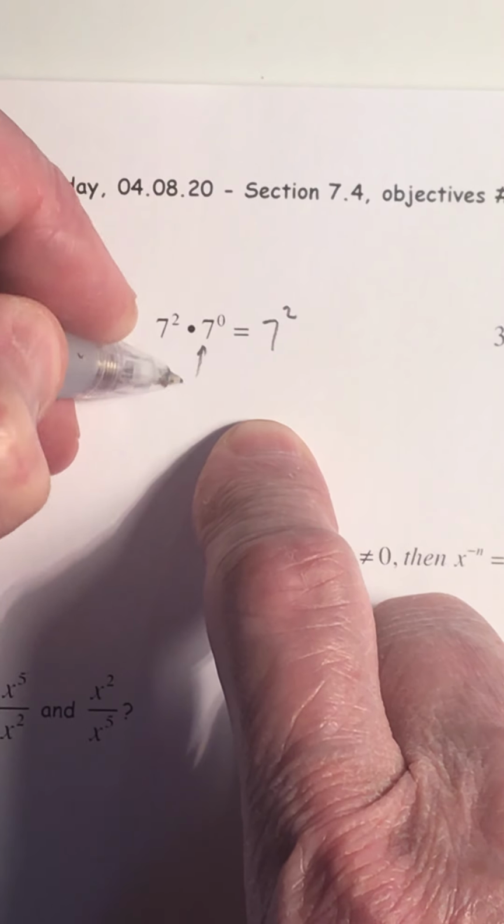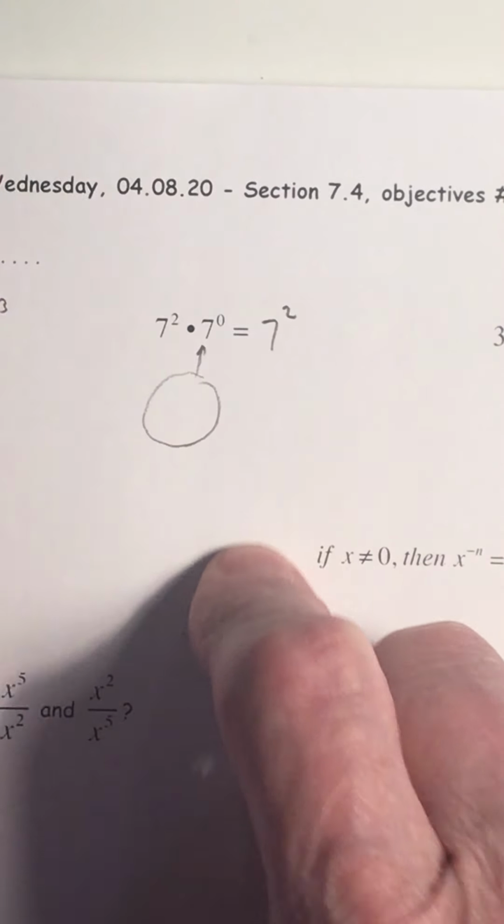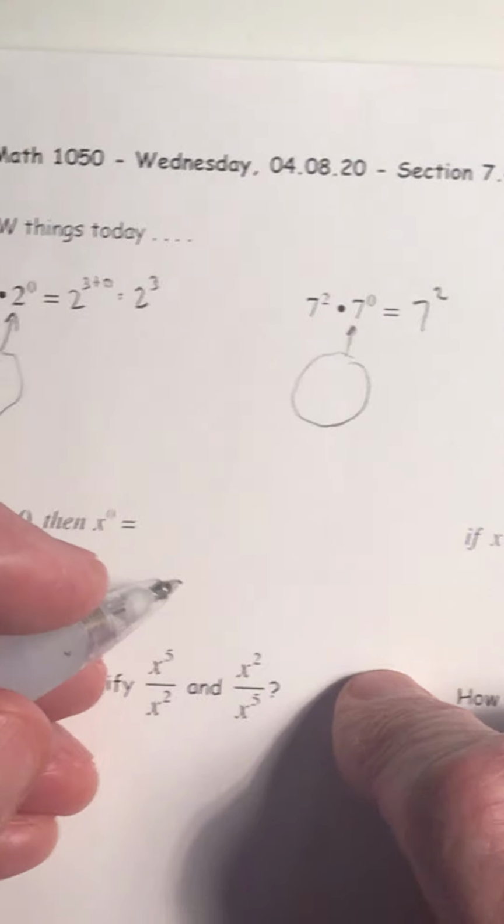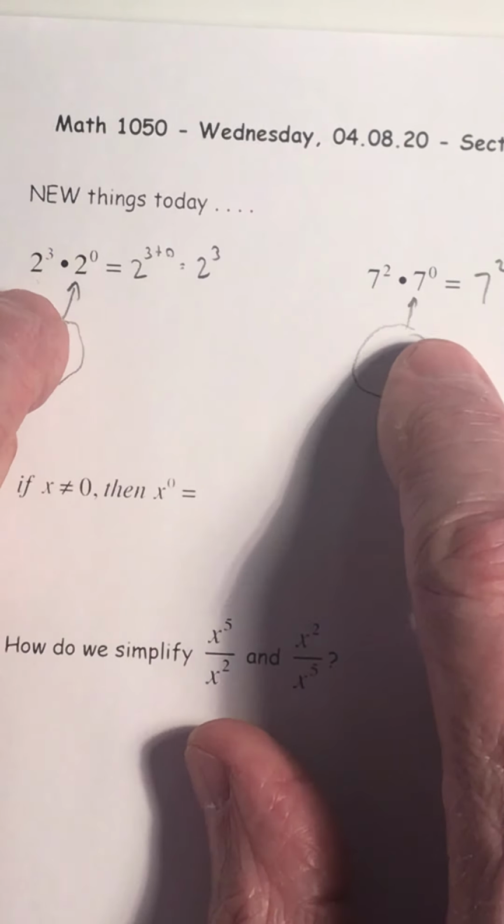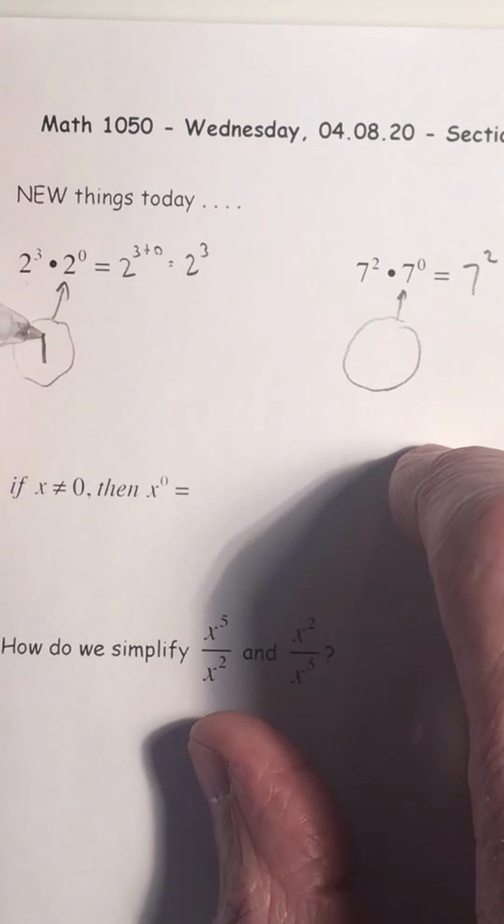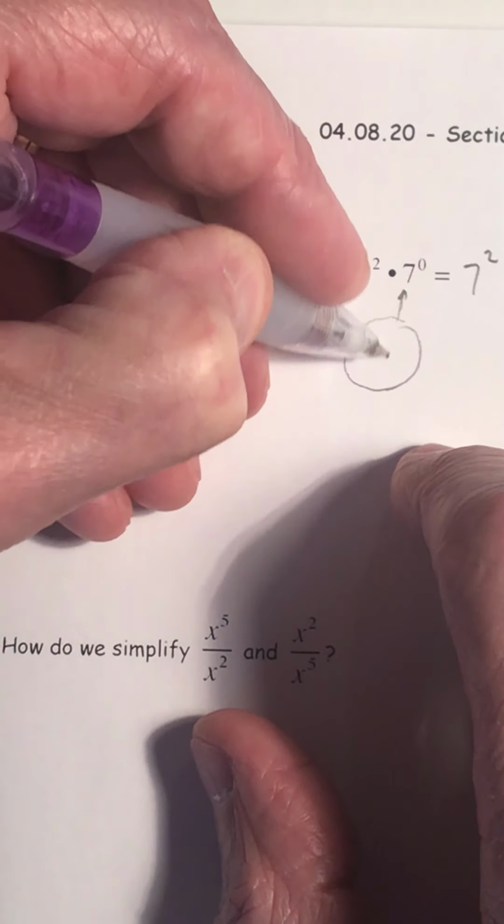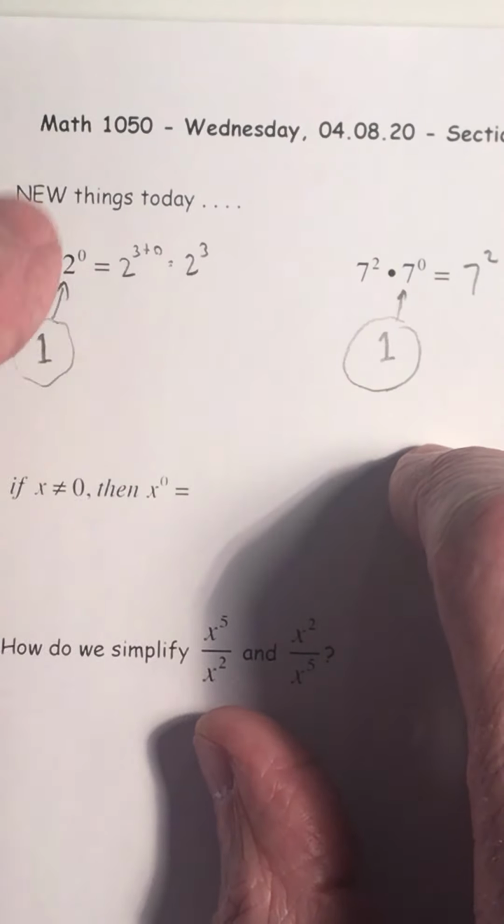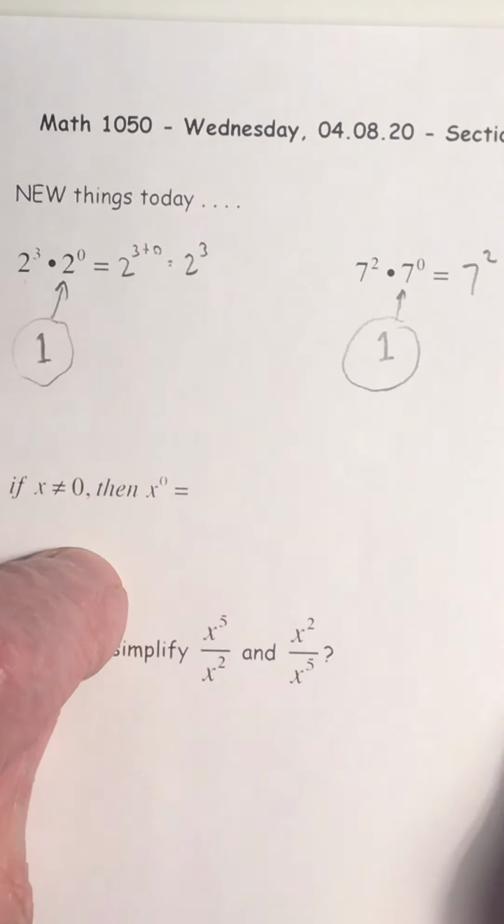So think about this for a moment. What behaves that way in the world of multiplication? What do you multiply by, and the result is the same number you started with? It's our old friend, the number 1. So 2 to the 0 is 1. 7 to the 0 is 1.